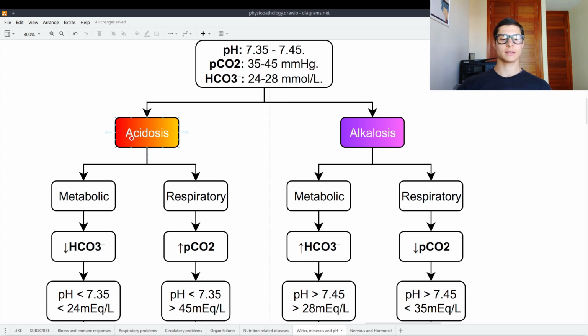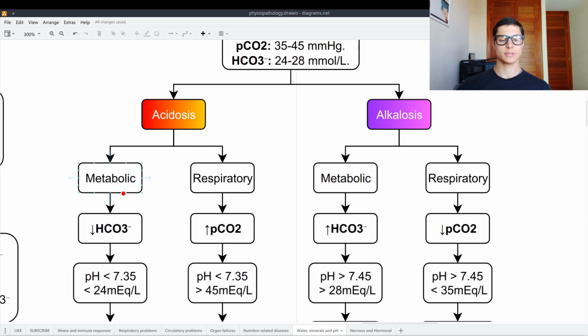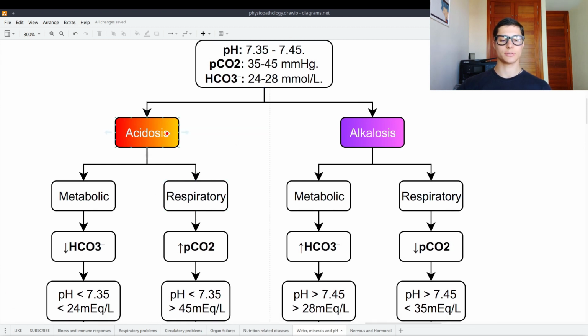So now let's take a look at acidosis and alkalosis. Metabolic acidosis is due to low concentrations of bicarbonate, when it gets below 24, and the pH, of course, because it's acid, below 7.35. Respiratory acidosis is due to high CO2, higher than 45, and in the alkalosis it is the reverse. So metabolic alkalosis is high bicarbonate, over 28, and respiratory alkalosis is due to low CO2, so below 35.